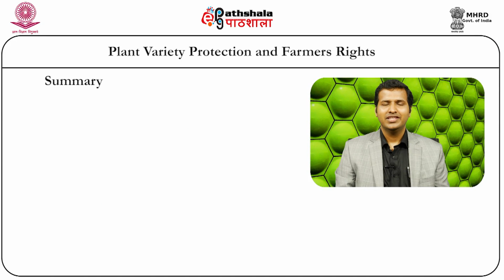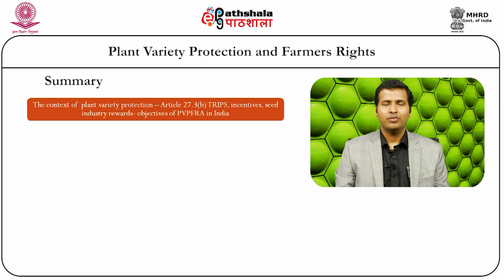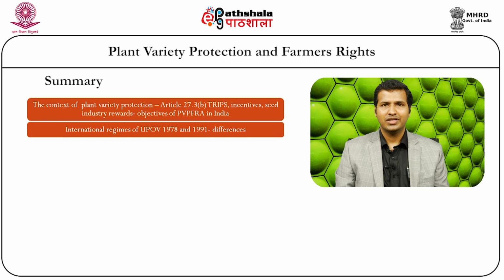To summarize, let us briefly recapitulate what we have done through the whole module. We have looked into the objectives of the Plant Variety Protection and Farmers' Rights Act 2001 in India. Among the important objectives is to incentivize the creation of new plant varieties and to incentivize production of seeds in the country. We have looked into the international regime for protection, primarily the TRIPS agreement requirements under Article 27.3, and also the Union for Protection of Plant Varieties, to which India is not a party. We have discussed the differences between the 1978 and the 1991 regimes of UPOV.